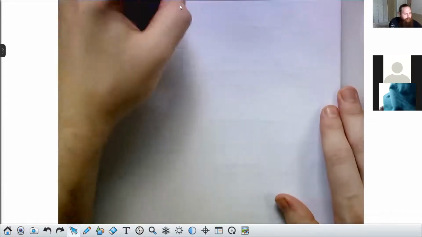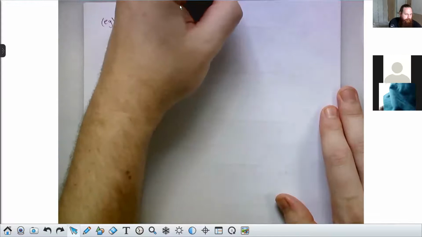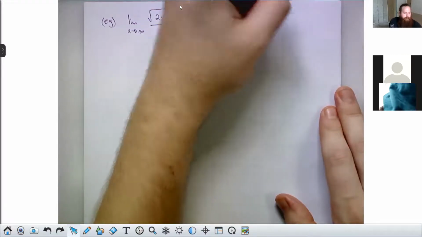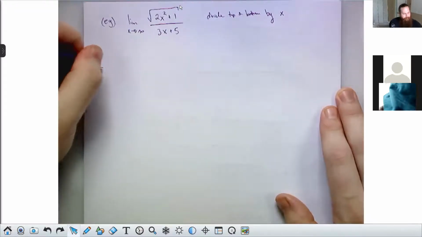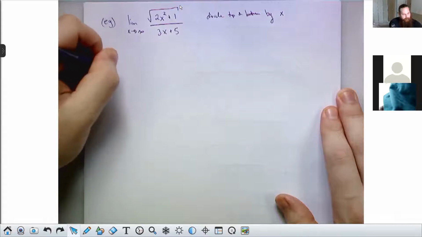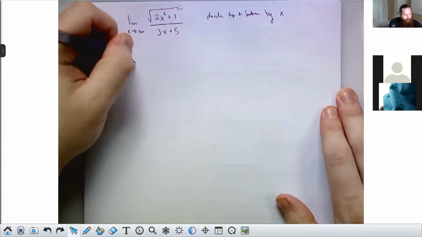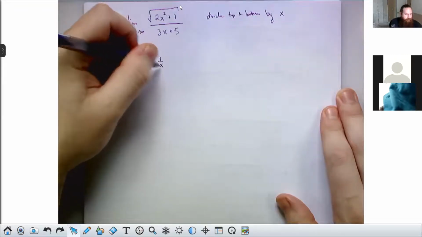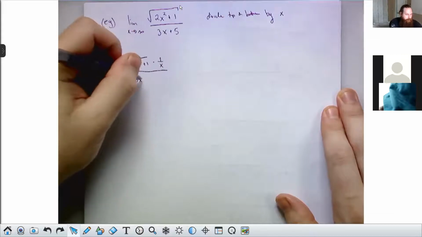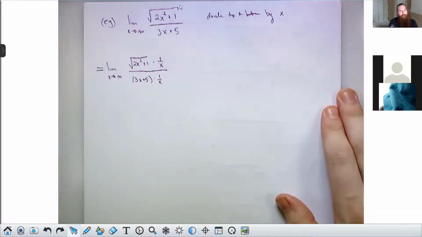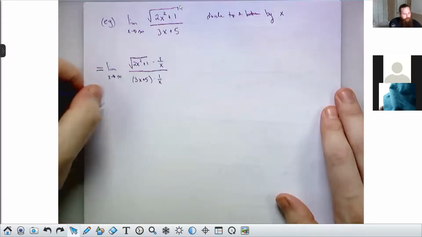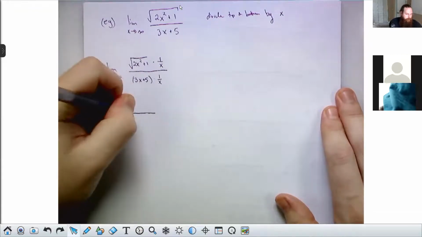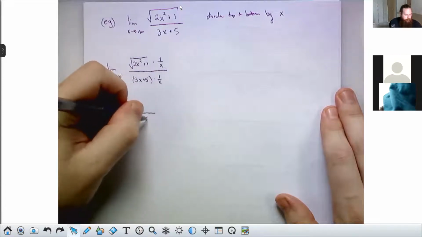So what I'm going to try to do here is divide top and bottom by x. Downstairs, everything is hunky-dory and easy, but upstairs, things are a little bit weird. So I'll have the square root of 2x squared plus 1 times 1 over x. And downstairs, I have 3x plus 5 times 1 over x. Like we said, the algebra in the denominator is not bad at all. It's the algebra in the numerator that is a little bit challenging. So 1 over x times 3x is 3. 1 over x times 5 is just 5 times 1 over x.